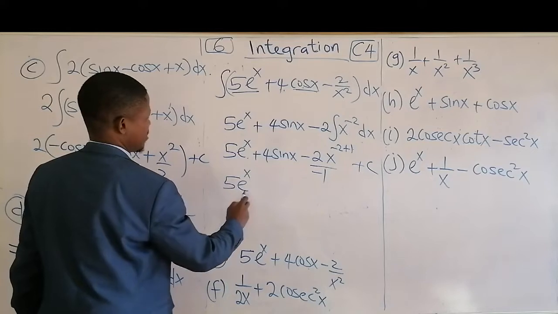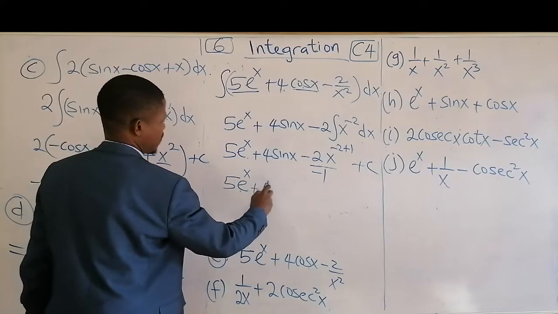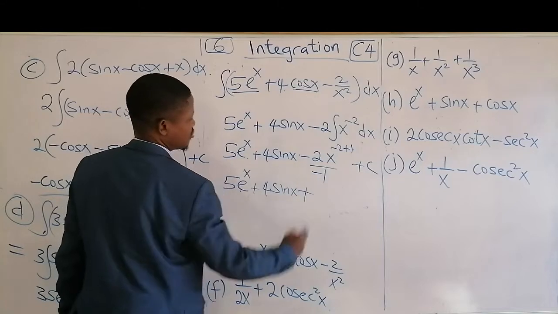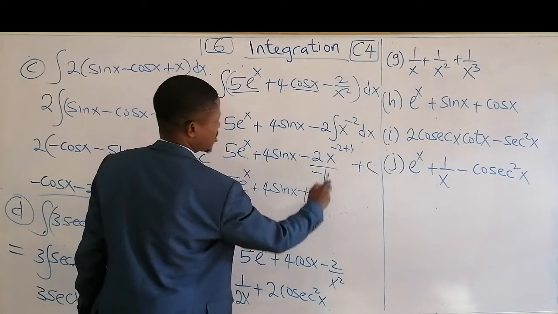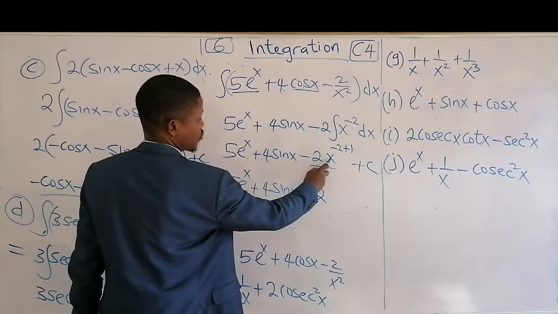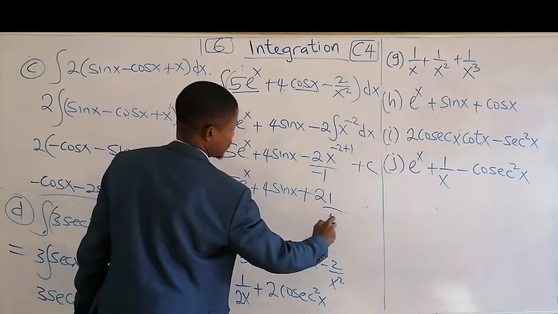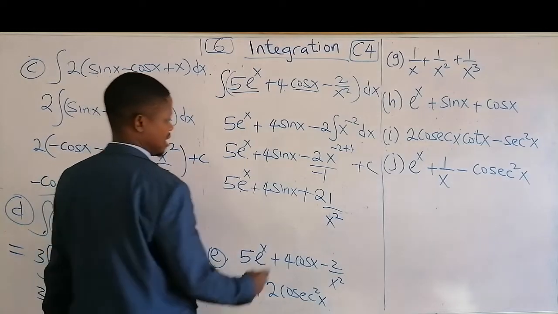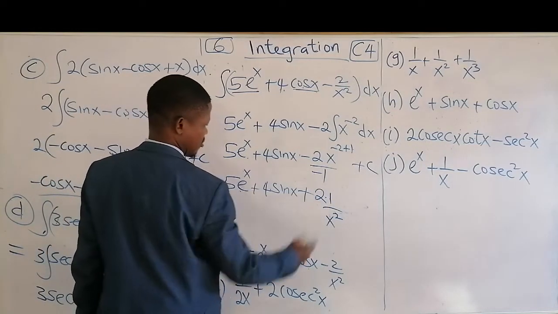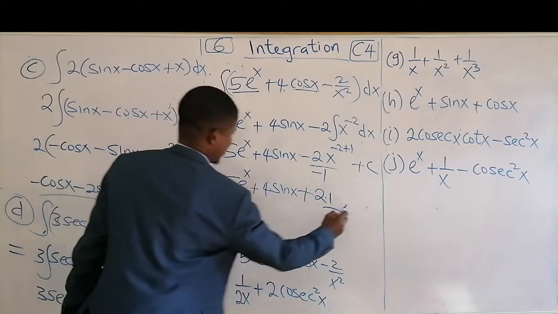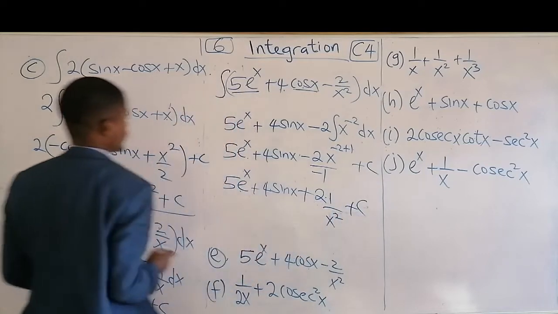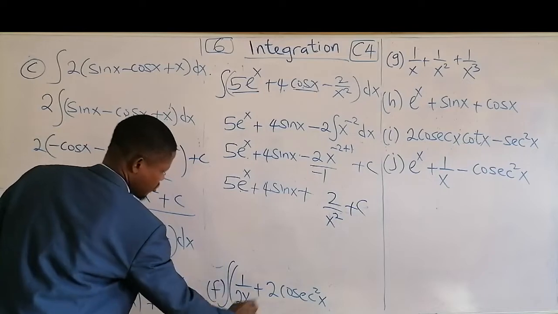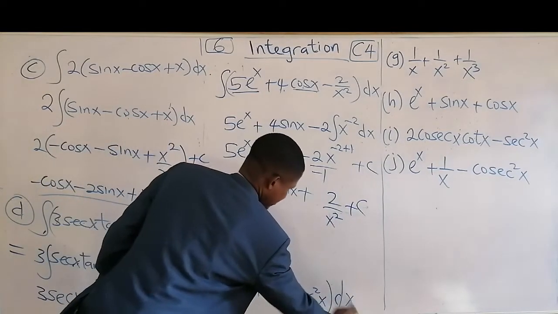5 exponential to power x plus 4 sin x minus minus, that's plus, and that's 2 times x to the power minus 1, which is 1 over x squared. Okay, so 2 times 1, 2 times 1, that's 2. So just make this place be 2. Okay, integral of this, just put your integral there and open the brackets and put your dx there.